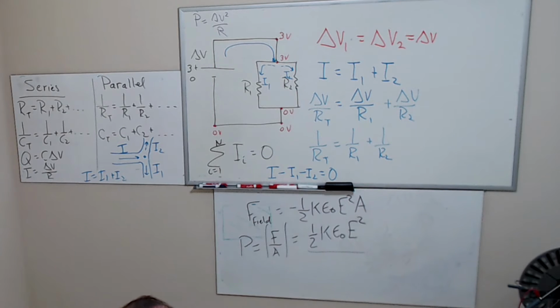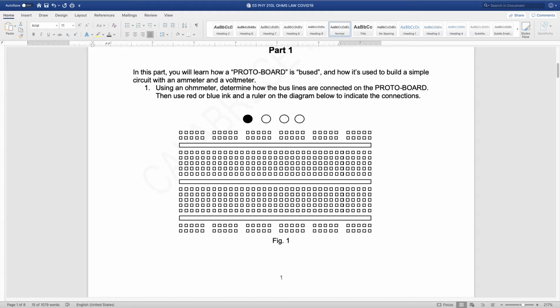So the first part of the lab, what you're going to do is you first got to know how to use the protoboard. So there's a picture of the protoboard. It's not exactly the same as the protoboard that you got. In fact, the protoboard I showed you is very rectangular. The protoboard that you were given is more of a square shape.